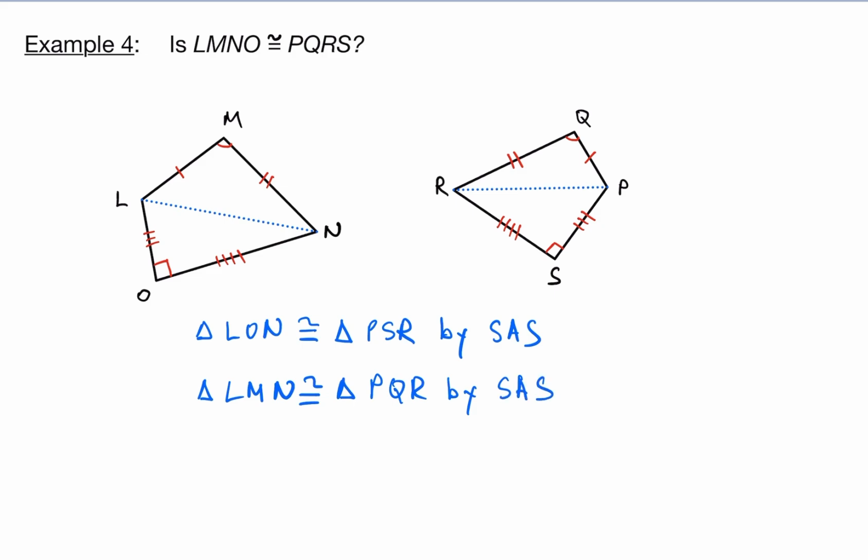Okay, so because both sets of triangles are congruent to each other, then we could say, and again these 3 dots means therefore, figure LMNO is indeed congruent to figure PQRS. Okay, hopefully that made sense.